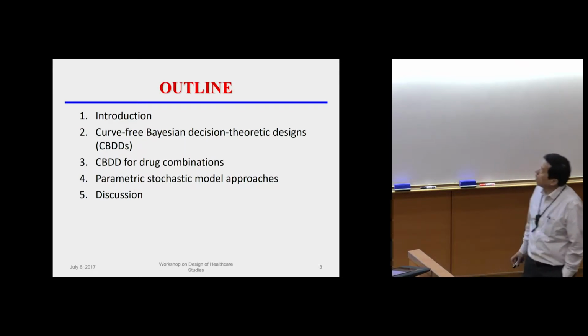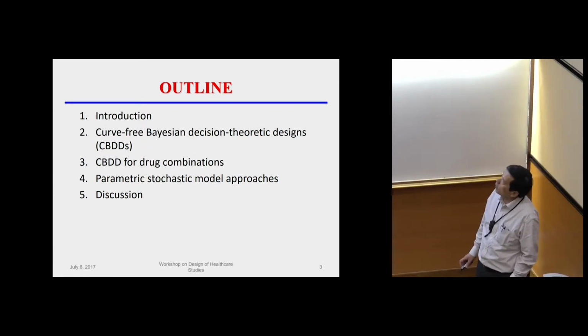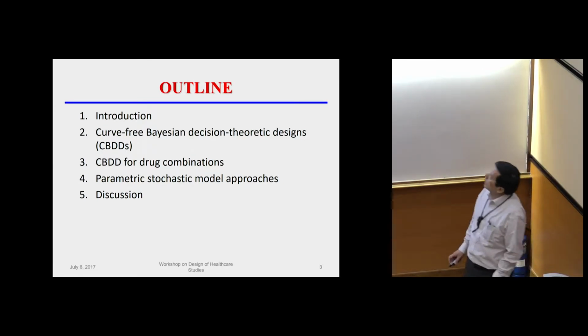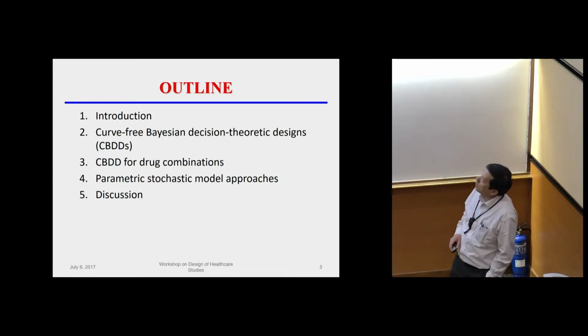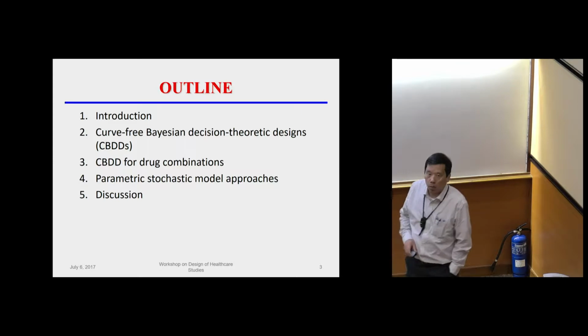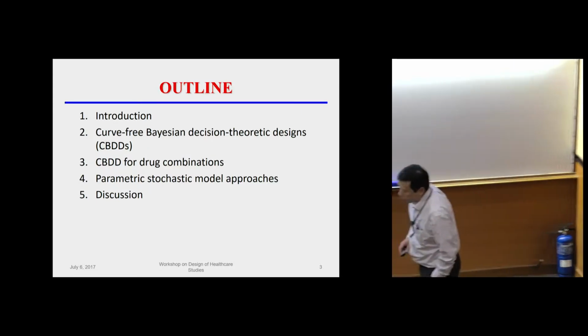I will outline a little introduction, and then I talk about this curve-free Bayesian decision theoretic designs and how we extend them to drug combinations. In the later part I talk a little about the frequentist point of view, a parametric stochastic modeling approach, and some discussions.